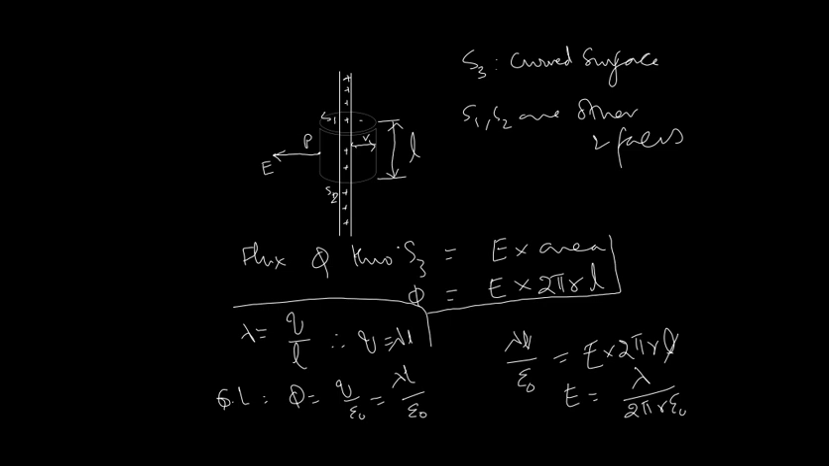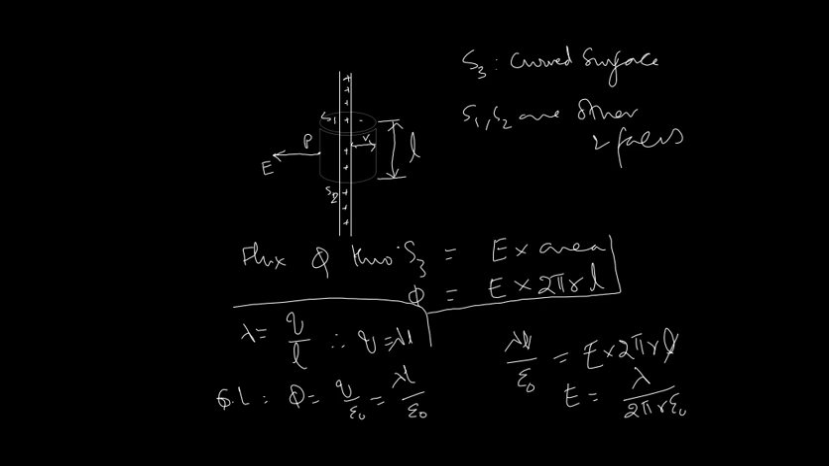In the previous case, the flux through S3 was 0 because there was no charge. Now in this case it will not be 0. S1 and S2 are the two faces, and the flux through them is anyway 0 here. So the flux through S3 is equal to E multiplied by the area. The area is the curved surface area, which is 2 pi r L. So phi is equal to E into 2 pi r L.